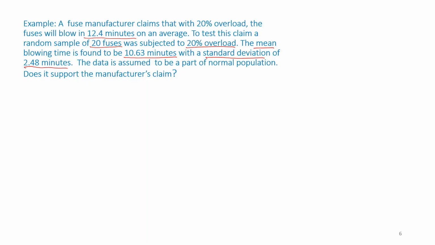Now the question is, does it support the manufacturer's claim? The manufacturer's claim is that, on an average, the fuses will blow in 12.4 minutes. However, by doing the test on 20 fuses, we get a mean value of 10.63, which is less than 12.4. The standard deviation was 2.48 minutes. Now, does it support the manufacturer's claim or not?